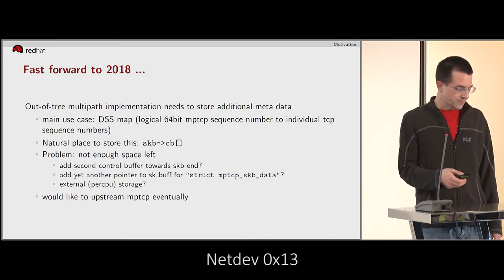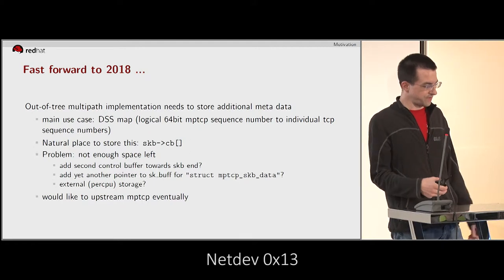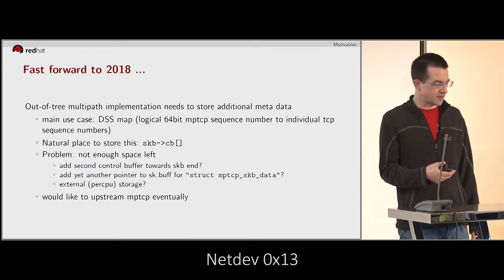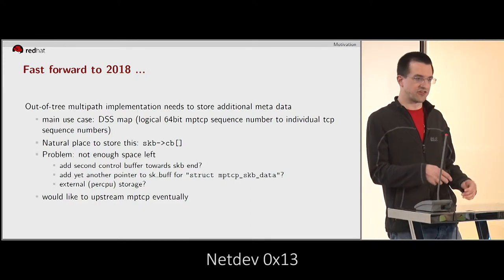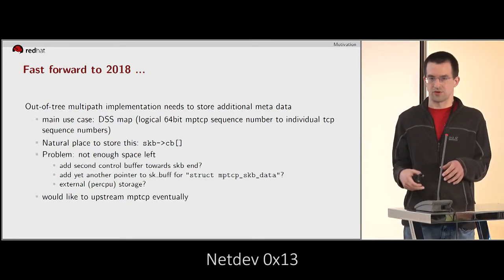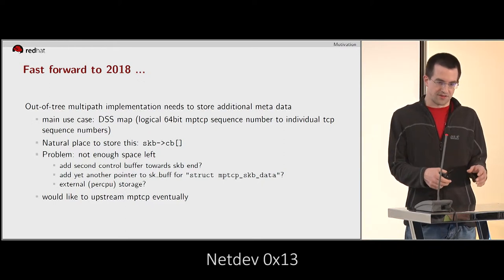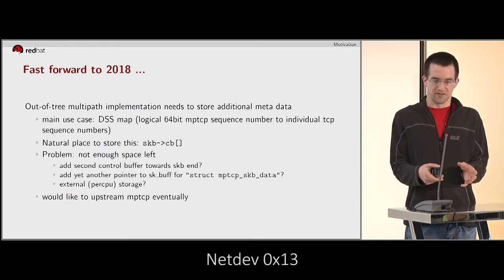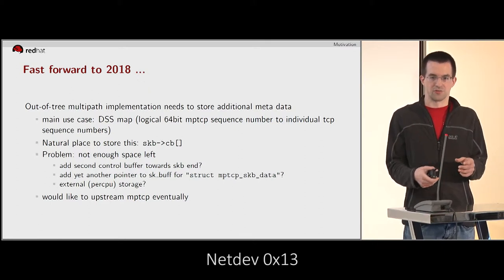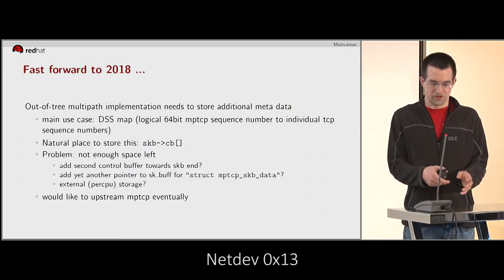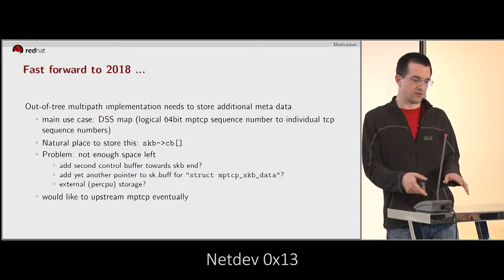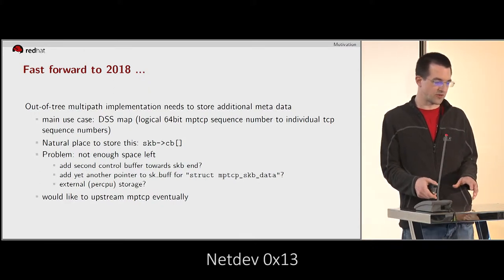So what they did was just to increase that. And the main use case for that is to store the DSS, or data sequence signal map, which maps the logical sequence numbers in MPTCP to the individual sequence numbers in the subflows. Because in MPTCP you have multiple TCP streams that make up a logical connection. So if you have packets arriving, then you need to figure out which TCP packet comes in which order in the logical connection, because the packets can go on any one of the sub TCP flows.